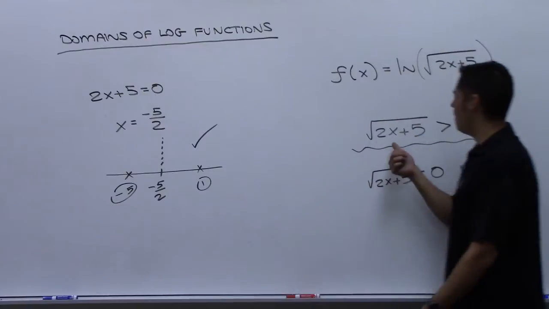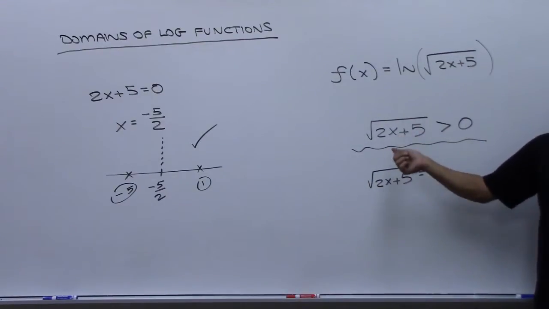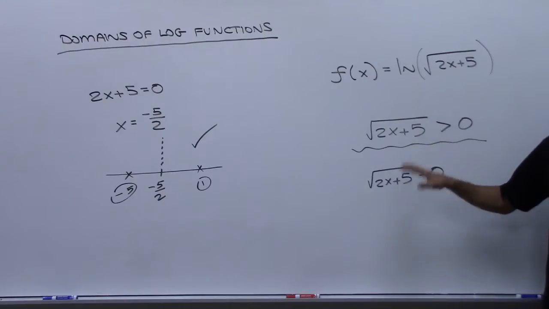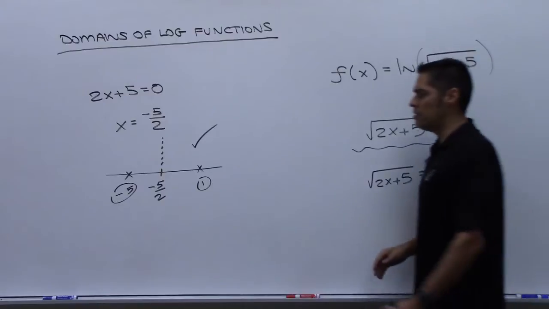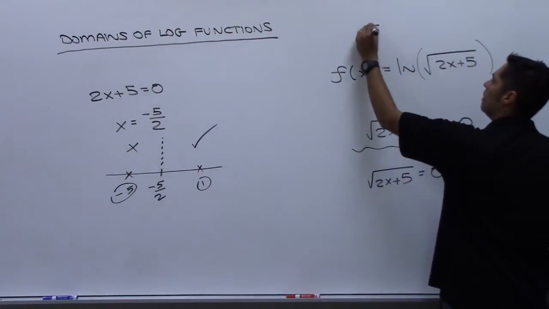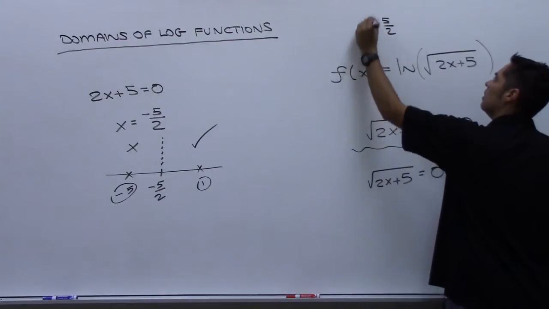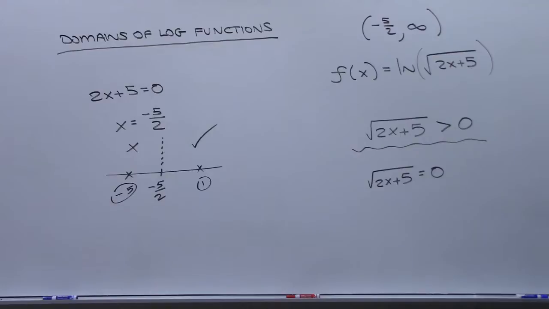Negative 5, plug in negative 5. That'd be a negative root. You're not going to be able to do the root of a negative number. So that's not going to work. So your answer for this one is going to be negative 5 halves to infinity. And beyond, yes.